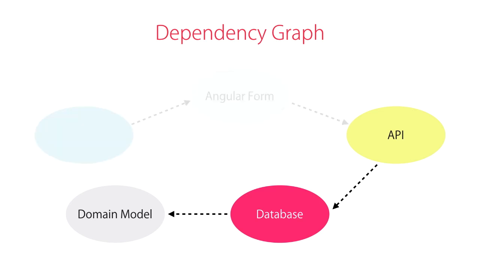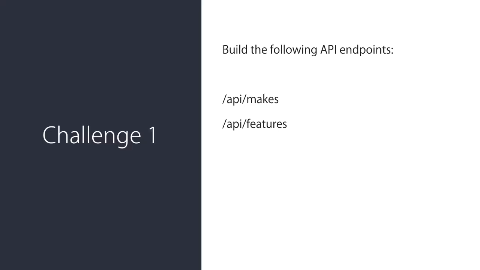Now we want to reduce the scope here. We want to focus on a small piece of functionality. So first we want to build this API. And that's your first challenge. So over this week, I want you to build these two API endpoints to get the list of vehicles makes and their models, as well as their features.